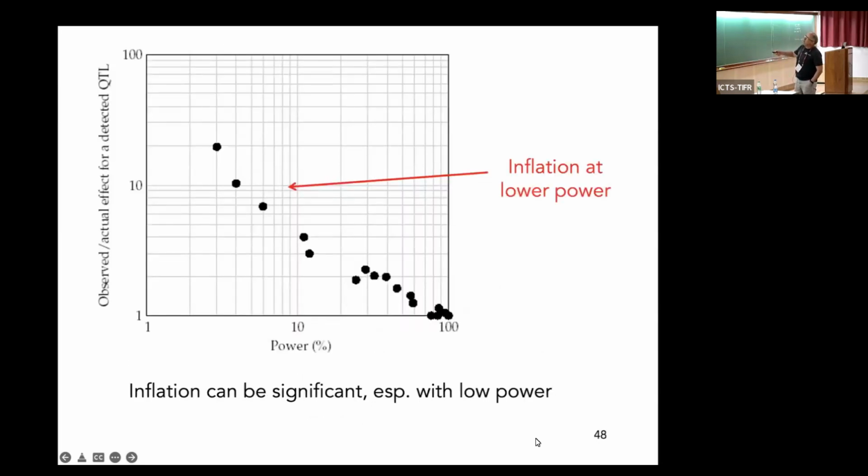Another way to look at it, you can then look at power and how much you've overestimated it by. If power, let's say, is 30%, power simply means if I run the experiment over and over again, 30% of the time I'll declare that marker to be significant. And as you see, as your power gets low, so for example, here power is like 2%, my overestimation is 20-fold. And how do I know what my power is? I need to know the effect size. So you can't work backwards. Just because you have a big effect doesn't mean you've got high power. It could be an outlier.